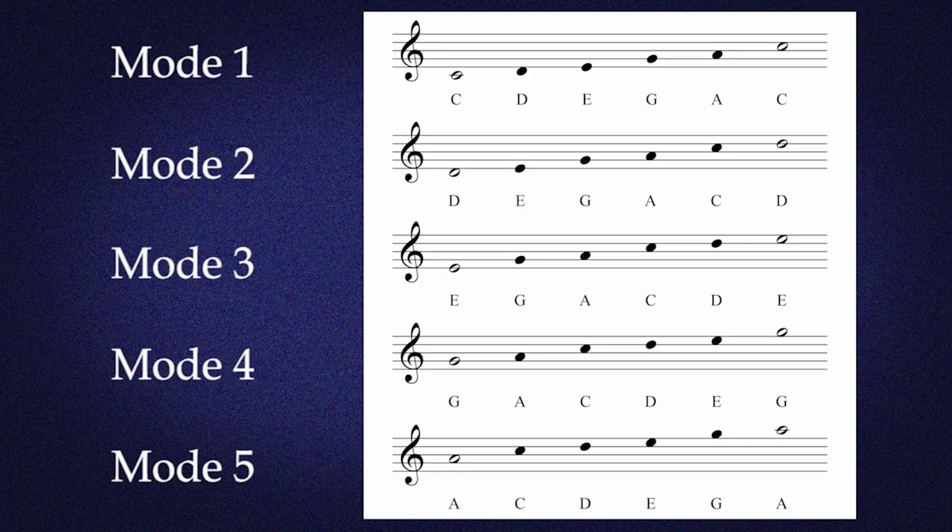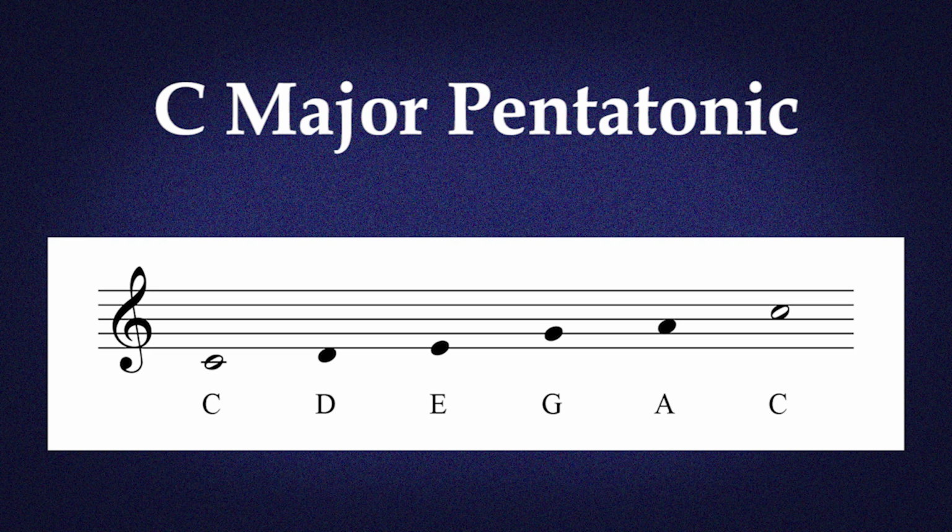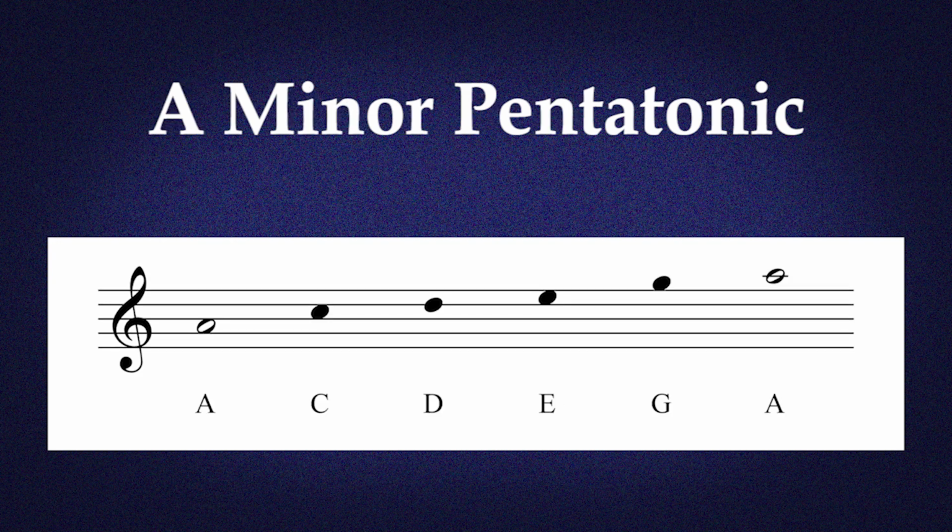Each of these modes has its uses, but the first and fifth modes are the 2 most commonly used. The first mode is the one that was built using the major scale and therefore is called the major pentatonic scale. The fifth mode is built off the relative minor. C major is relative to A minor and is therefore called the minor pentatonic scale.